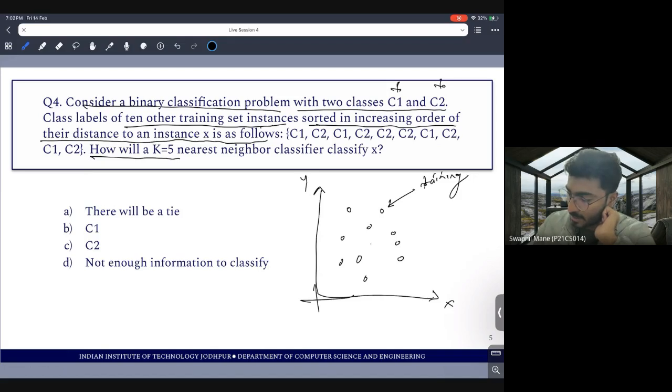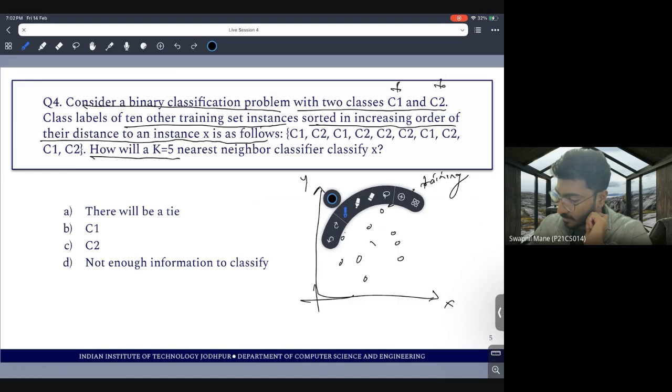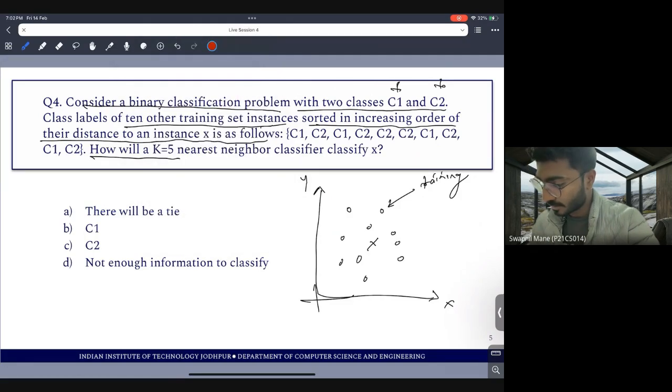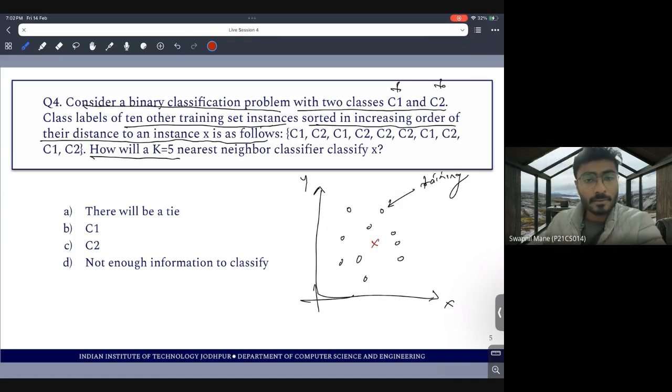So the x has been given in this. X is plotted here. I will take another color so it might be easy to understand. So the x is our new point which we have introduced. Here for this point we have to calculate the distance. Each of these points belongs to a certain class, that is C1, C2, C3.